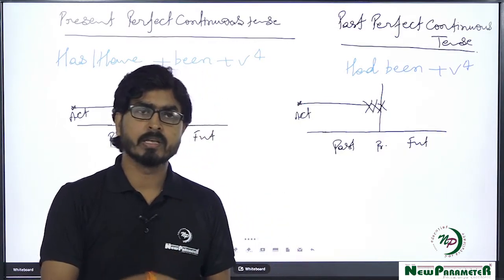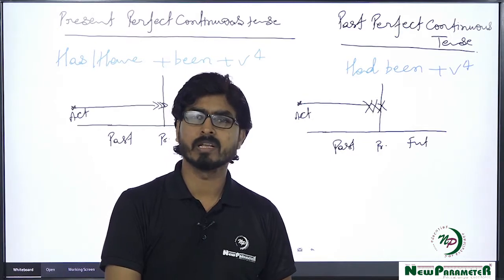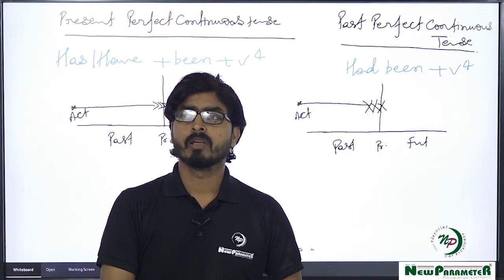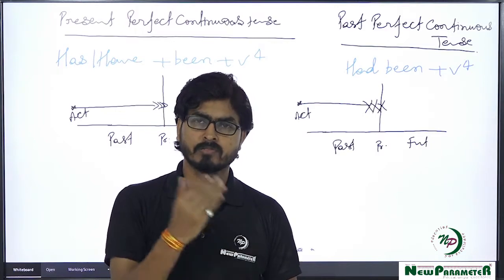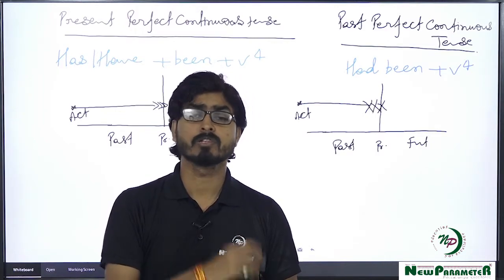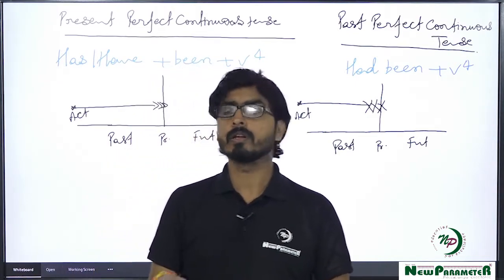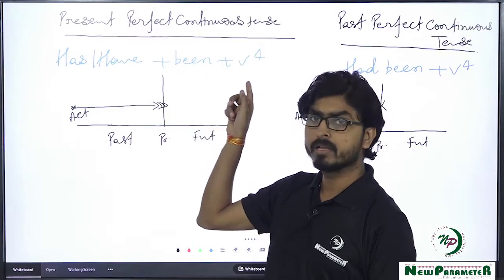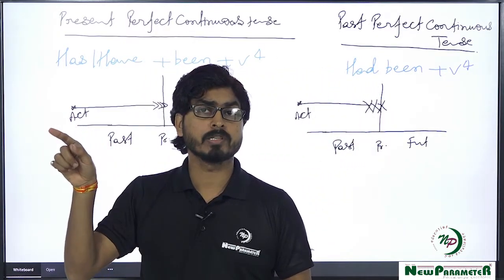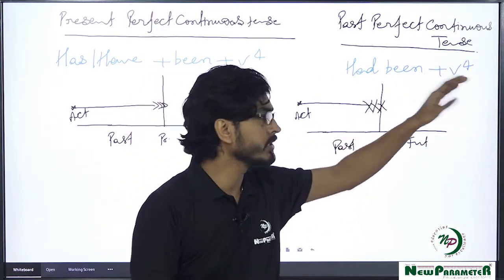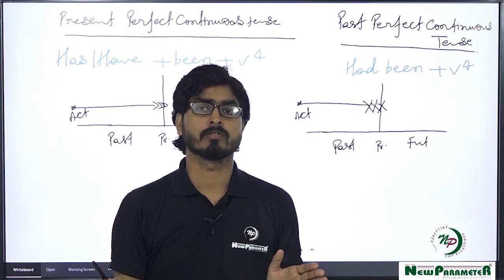Okay, suppose I say I have been living in Delhi for, you can say, 10 years. Right now I am in Delhi, but earlier I was in Ranchi. Say for example, what should I say? I have been living in Delhi means what? Still I am living in Delhi. Like this one, I have been living in Delhi. But what should I say? I had been living in Ranchi. I had been living in Ranchi means what? Currently, I am not living in Ranchi. So this is the basic difference.